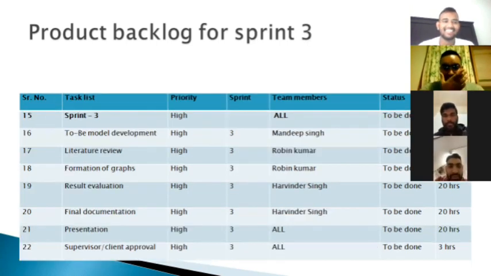Product backlog for sprint 3. In sprint 3, the task list is model development, literature review, formation of graphs, result evaluation, final document, presentation, and supervisor and client approvals. Model development is for Mandeep Singh, literature review is Robin Kumar, like me, and formation of graphs as well. Result evaluation is Harvinder Singh, final documentation is Harvinder Singh, presentation is for all. Next slide, please.